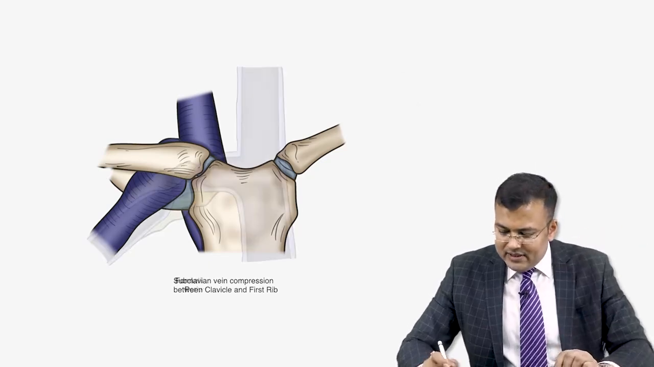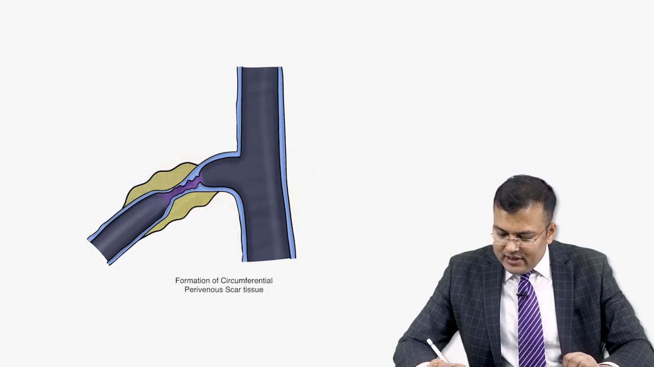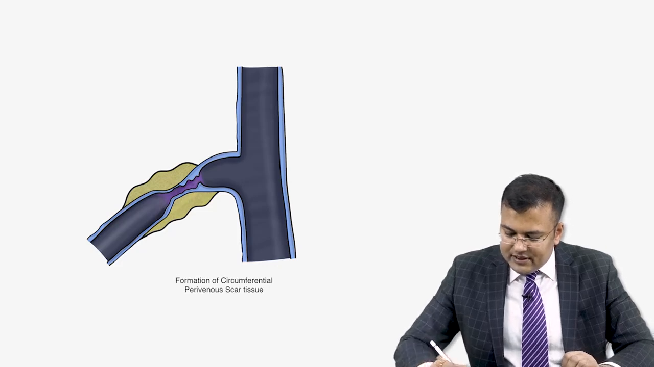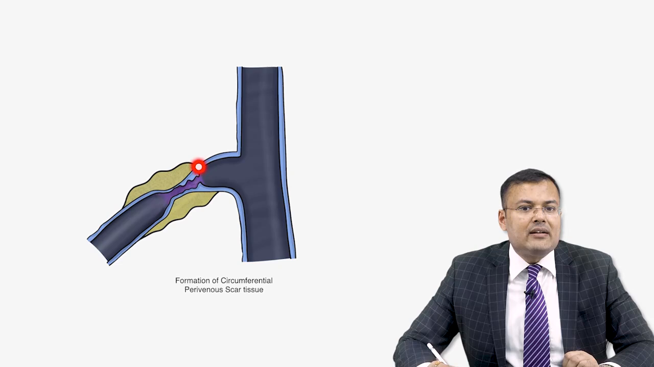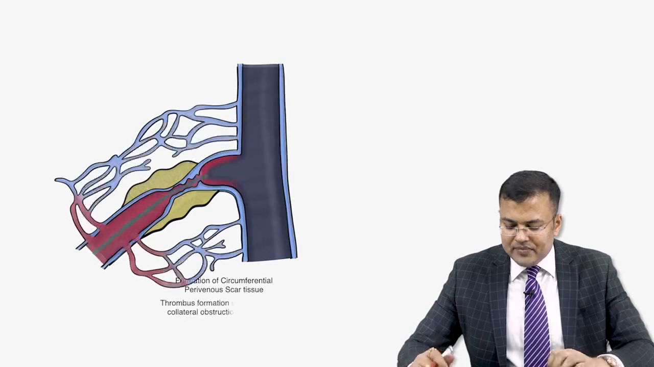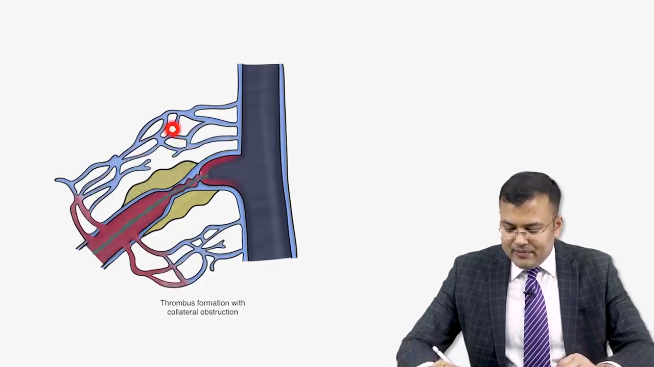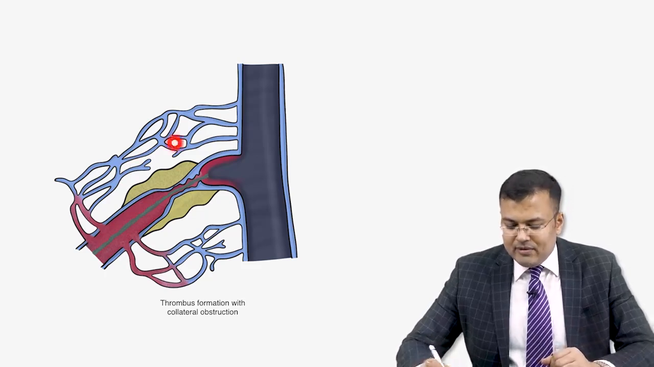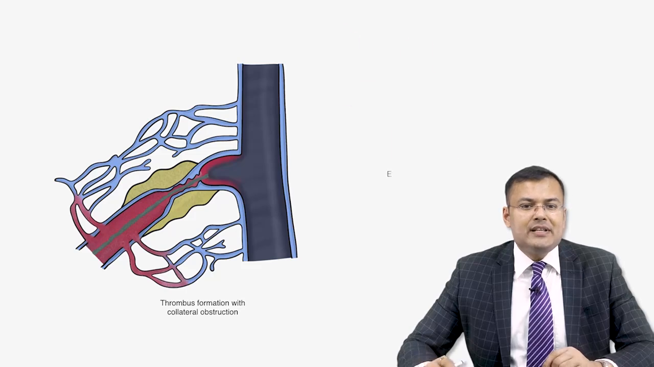After that, you can see there is thrombosis, and whenever there is thrombosis, there is damage. You can notice that there is formation of a circumferential perivenous scar, and because of this scar, what happens? Obviously the lumen is compromised, there is thrombosis. After that, what will happen? There is formation of collaterals. So thrombus formation is followed by collateral formation. This is going to happen in ASVT.